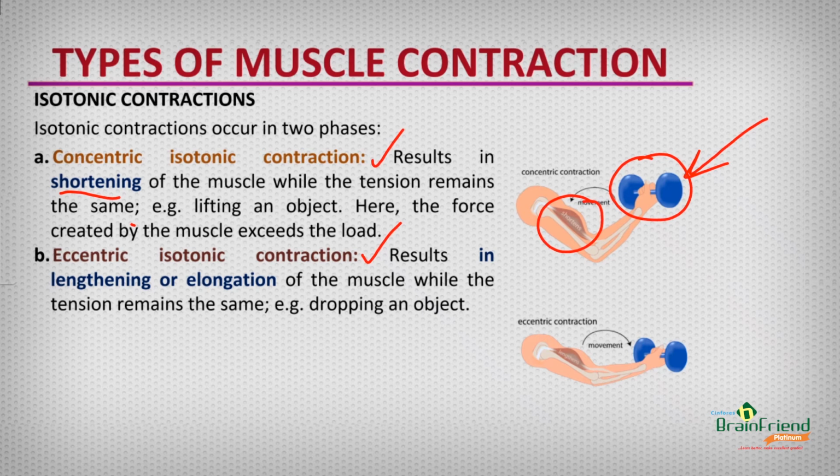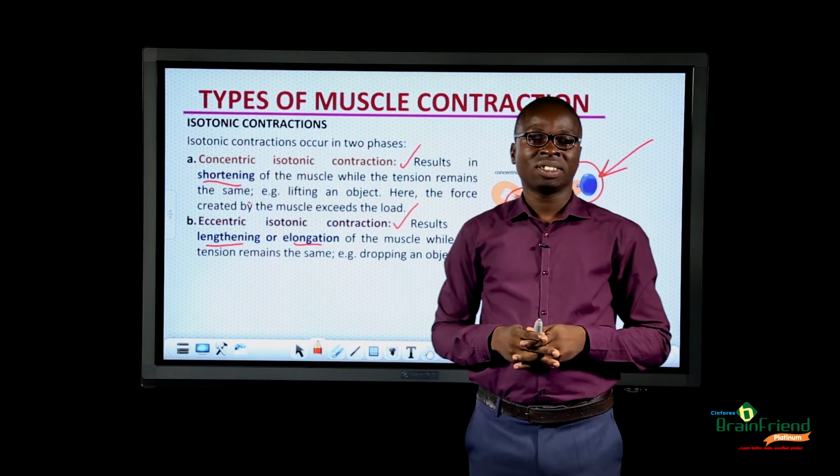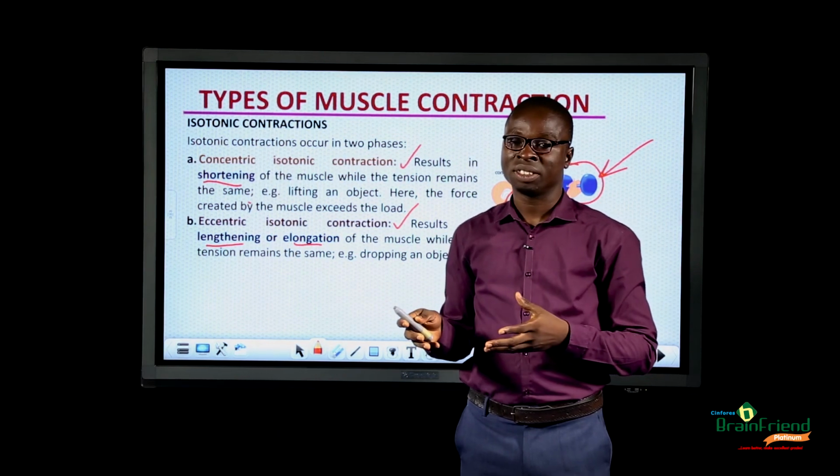Eccentric isotonic contractions are the direct opposite of concentric isotonic contractions. In eccentric isotonic contractions, there is lengthening or elongation of the muscle. A common example is while dropping the load. While the load remains the same, the movement results in the lengthening of the muscles. That will be all for isotonic contractions. Now let's move on to talk about isometric contractions.